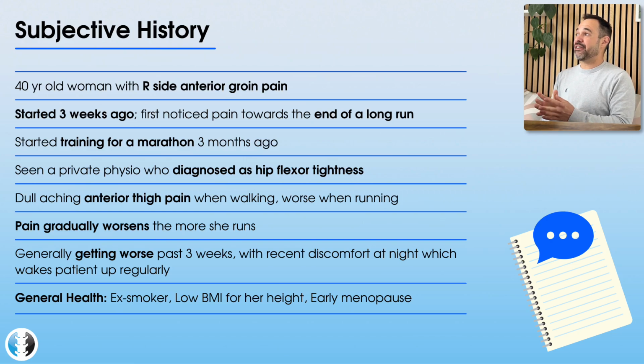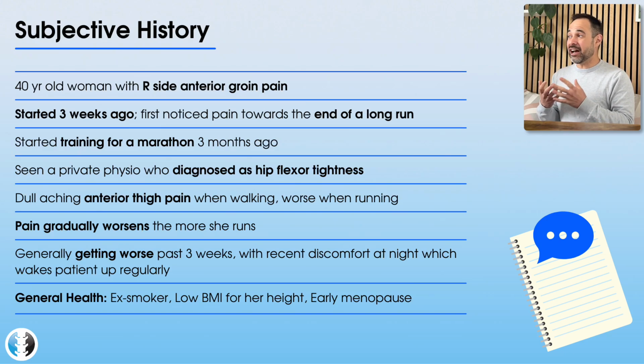Let's take a look at this case study, starting with the subjective history. So today we have a 40-year-old woman presenting to our clinic with right-sided anterior groin pain. They feel that their symptoms started about 3 weeks ago, which they first noticed towards the end of a long run. And indeed they are doing long runs at the moment because they're training for a marathon, and they started training for their marathon approximately 3 months ago.